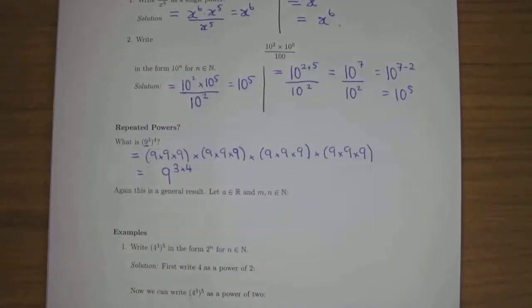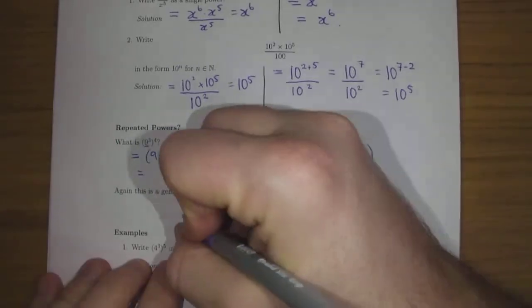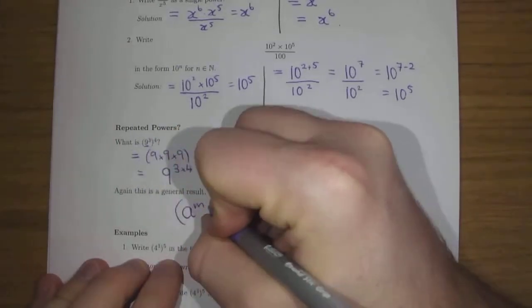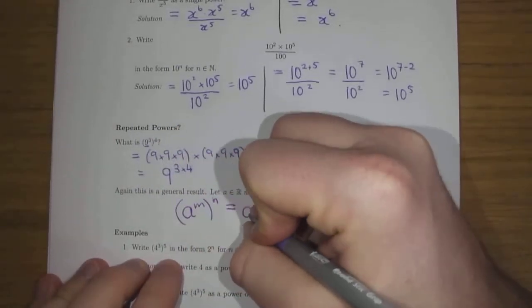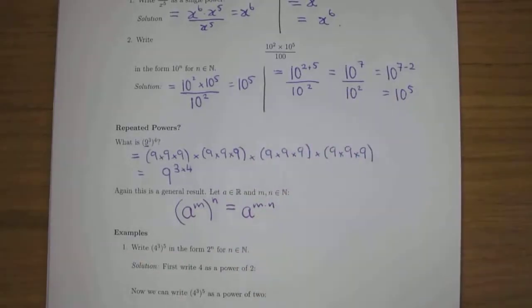So it turns out that, and again, there's nothing special here about the numbers. 9 could be any real number. 3 and 4 just have to be natural numbers. So repeated powers, you multiply the powers.